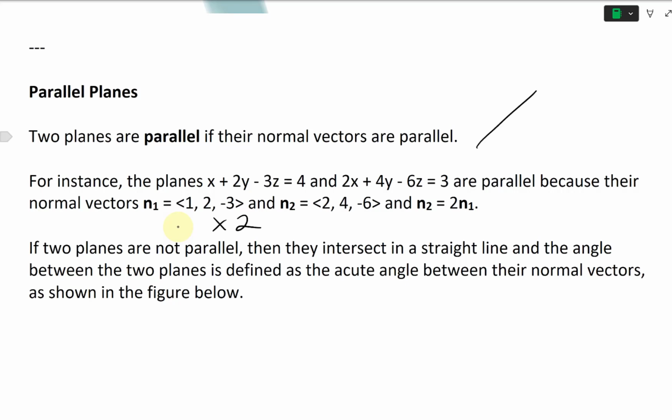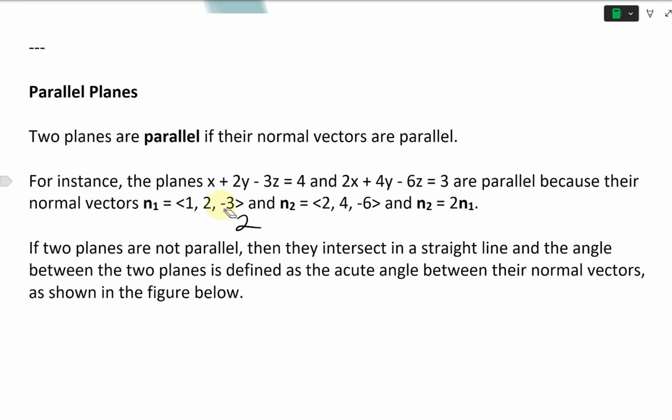In this case, you have one vector pointing this way, and the other one is the same but double, so it's 2 times n1. So again, it's parallel, and you have parallel planes. The constants on the right, the 4 and 3, just shift the plane in space, but it's still going to be parallel.